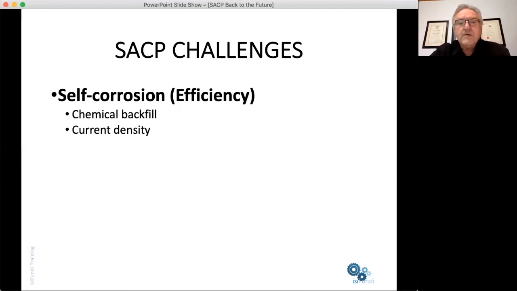And we can extend the efficiency of a magnesium anode by surrounding it with a chemical backfill, generally comprising clay and gypsum, in order to prevent the self-corrosion of the anode and thereby maintain the maximum possible efficiency. The other little challenge is that of the current density that we draw from the anode. These anodes are what we would like our workforce to be. The more current you push or pull from an anode, the harder it works, the more efficient it is.